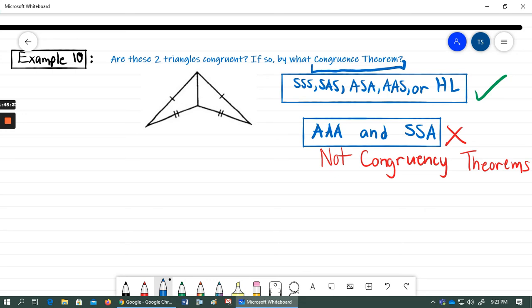Alright, folks. So here we go. Here we got this last example, number 10. And for this one, they're saying, are these two triangles congruent? And if so, by what congruence theorem?